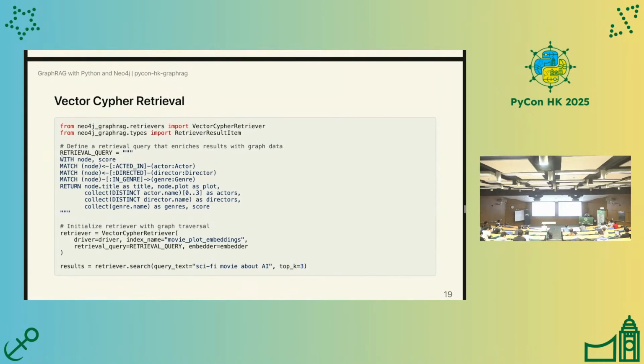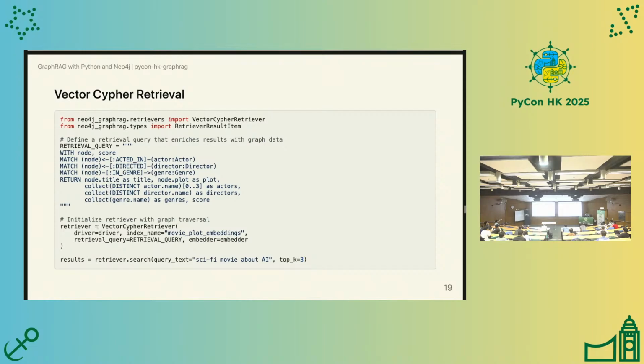And then after that, you can use a retrieval query. That node score is basically the nodes that are retrieved by the retriever based on scoring. And then based on these nodes, it will run additional Cypher queries to extract everything around it. So in this case, you're getting the actors for the movie, director, genre, etc., and then you group them together here, and then this result would be passed on to the LLM.